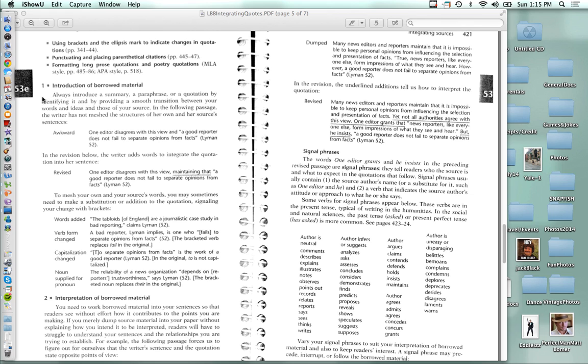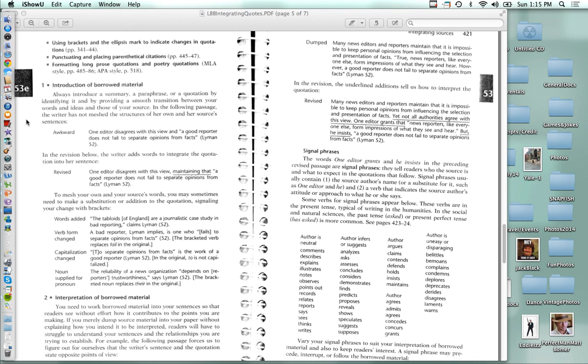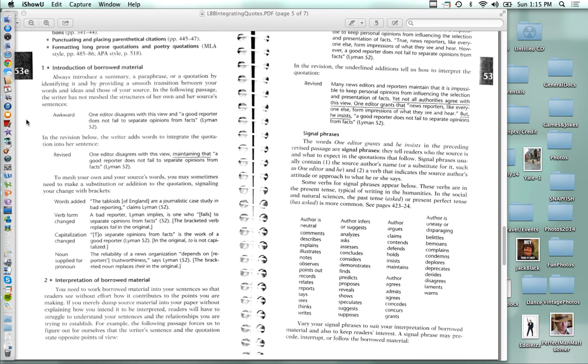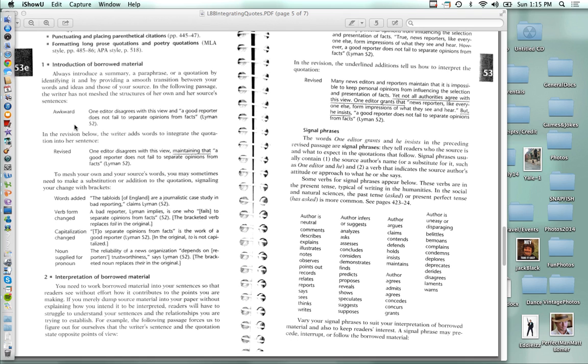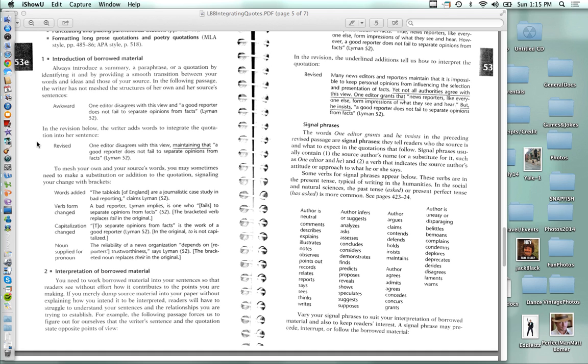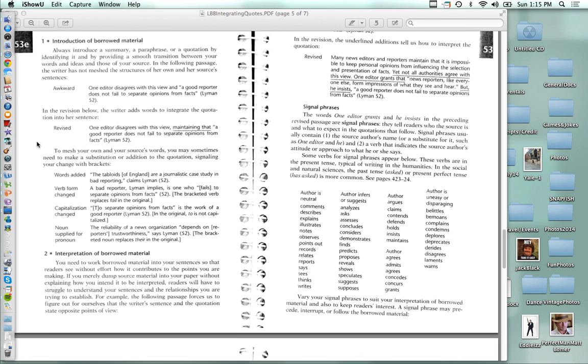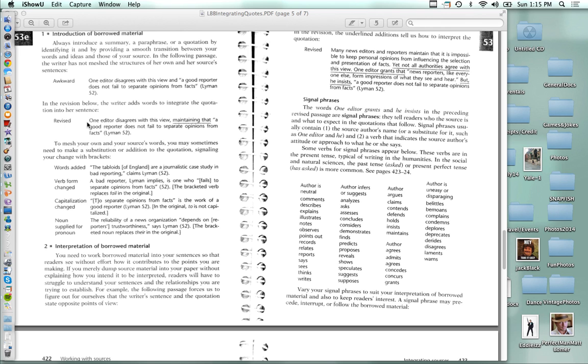Introducing borrowed material. Always introduce a summary, a paraphrase, or a quotation by identifying it and providing a smooth transition between your words and ideas and those of your source. In the following passage, the writer has not meshed the structures of her own and her source's sentences. One editor disagrees with this view, and a good reporter does not fail to separate opinions from facts. In the revision below, the writer adds words to integrate the quotation into her sentence. One editor disagrees with this view, maintaining that a good reporter does not fail to separate opinions from facts.